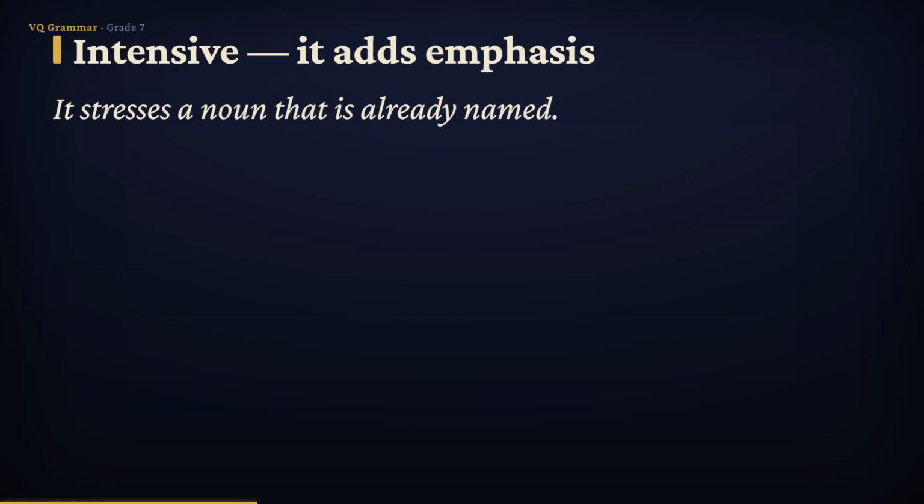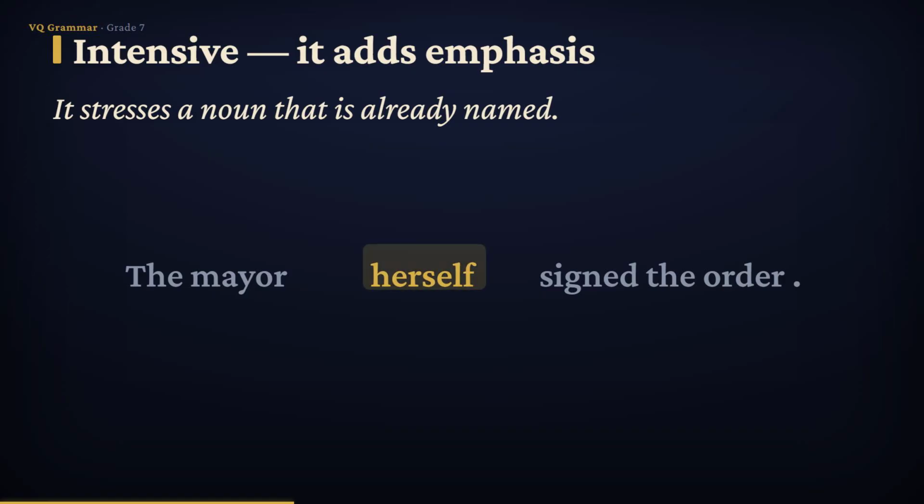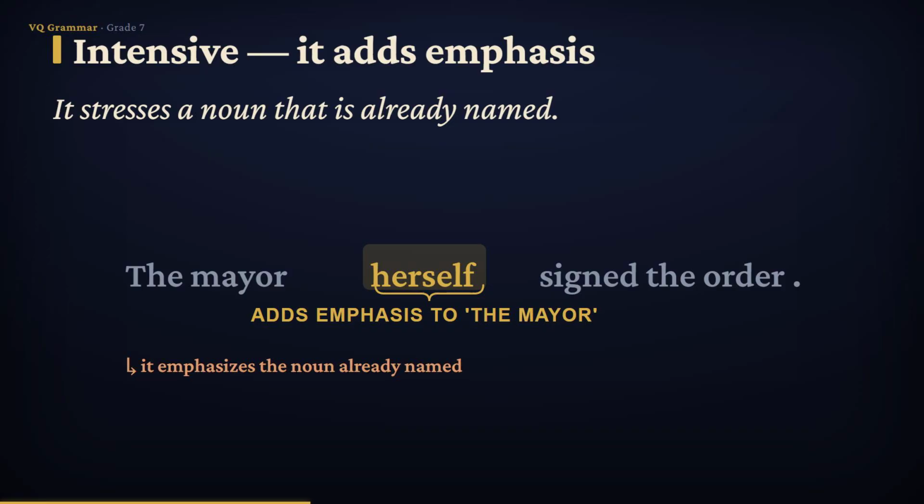Now meet the other job, the intensive pronoun. An intensive pronoun doesn't receive any action. It simply adds emphasis to a noun or pronoun that's already been named. Listen, the mayor herself signed the order. The subject, the mayor, is already right there. The word herself just drives the point home, stressing that it was the mayor personally, no one else. An intensive pronoun sits next to the word it emphasizes and adds punch.